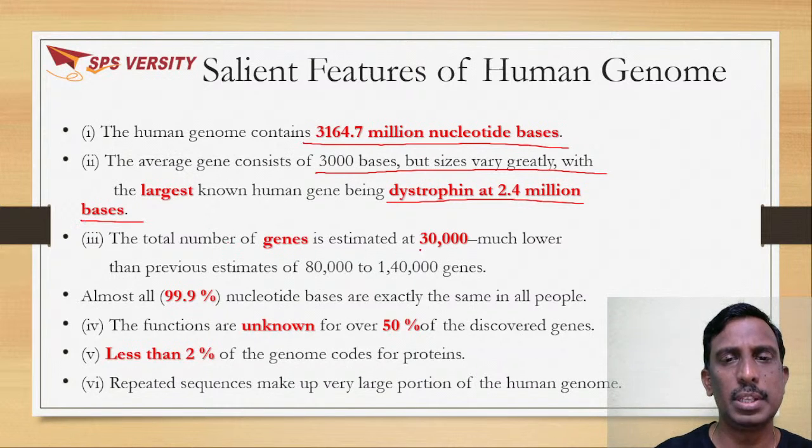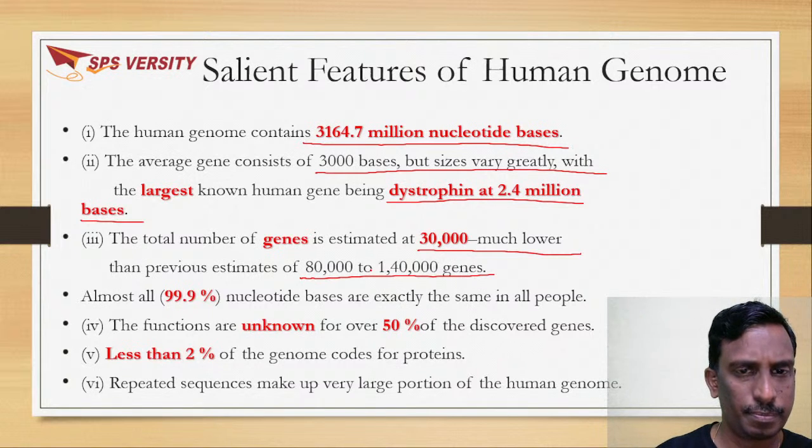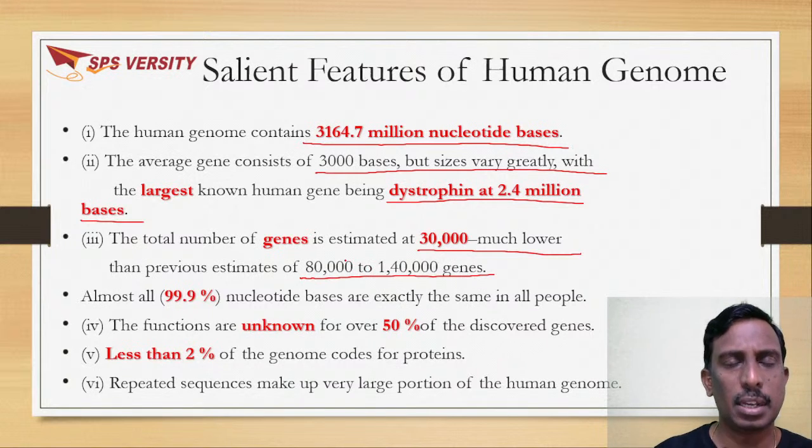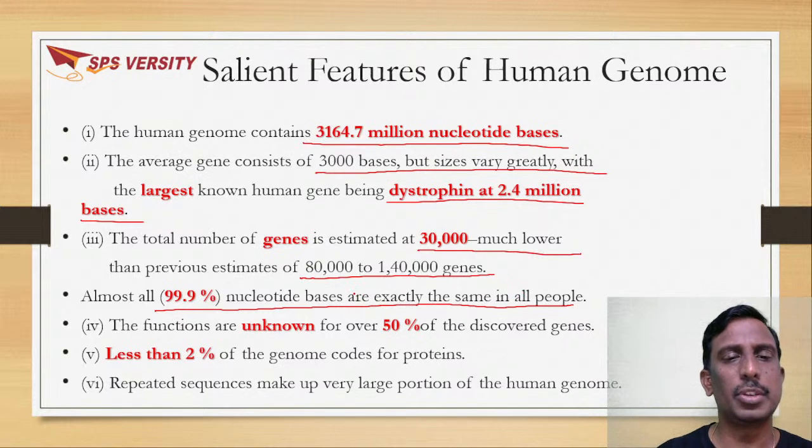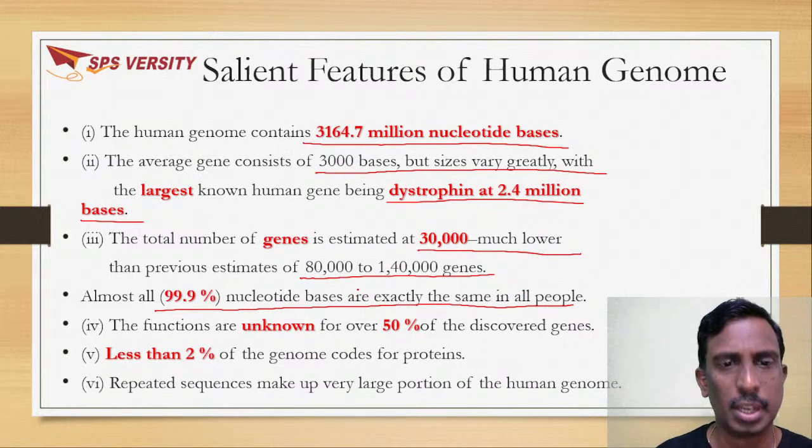And the total number of genes is 30,000, which is much lower than we expected, that is 80,000 to 140,000 genes. Previously we used to think that there were 80,000 to 140,000 genes, but now it is estimated that there are only 30,000 genes. In all human beings, 99.9% of nucleotide bases are the same, and only 0.1% differs.